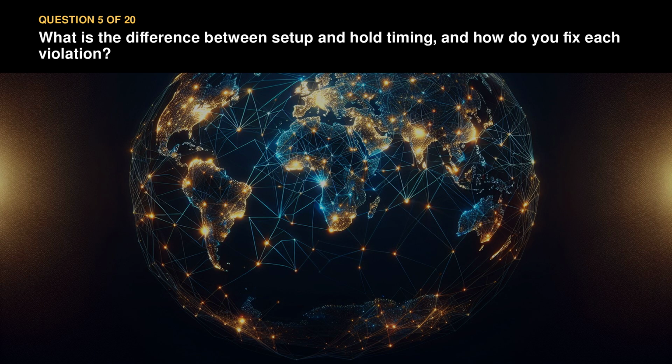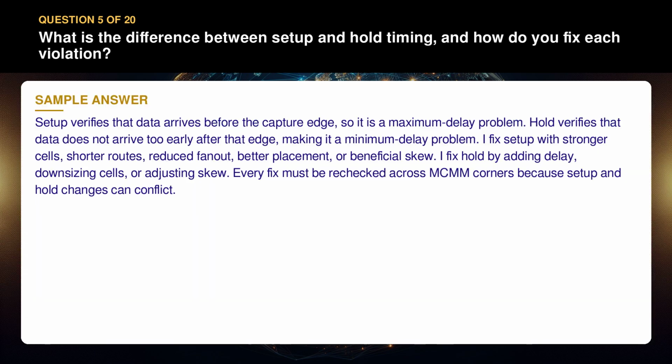Question 5. What is the difference between setup and hold timing, and how do you fix each violation? Setup verifies that data arrives before the capture edge, so it is a maximum delay problem. Hold verifies that data does not arrive too early after that edge, making it a minimum delay problem. I fix setup with stronger cells, shorter routes, reduced fan-out, better placement, or beneficial skew. I fix hold by adding delay, downsizing cells, or adjusting skew. Every fix must be rechecked across MCMM corners because setup and hold changes can conflict.